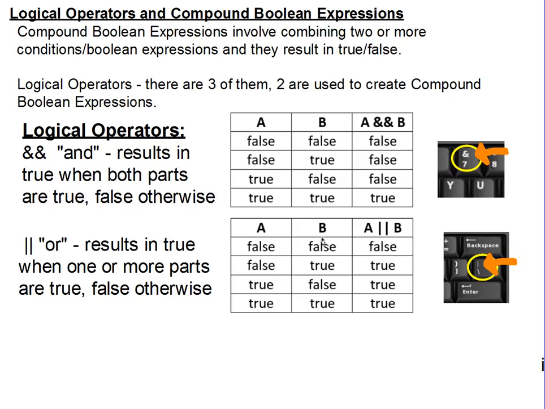So if we think about this, we're trying to get to the movies. So the question is, if A represents Mom being able to give me a ride, and B represents Dad being able to give me a ride to the movies: if Mom can't give me a ride and Dad can't give me a ride, I have no ride to the movies.